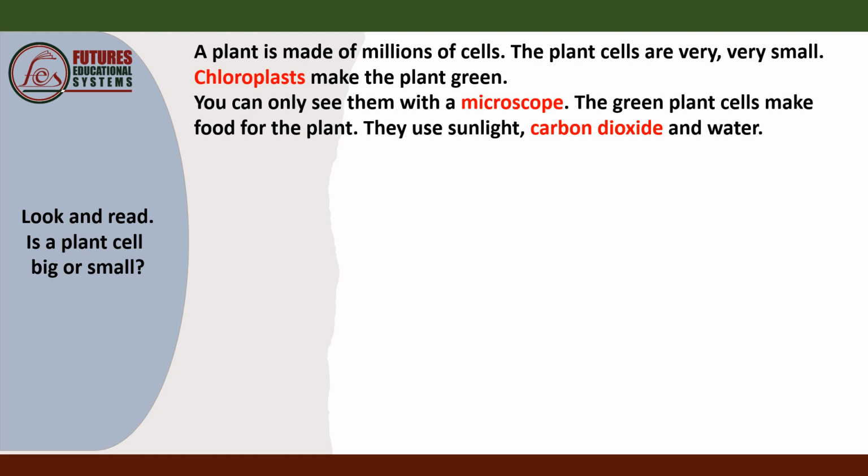You can only see them with a microscope. You cannot see them with your eye. You need a microscope to see the cells. The green plant cells make food for the plant. They are like the kitchen. This is the place where food is made for the plant. What is the food that a plant needs? They need sunlight, carbon dioxide, and water.